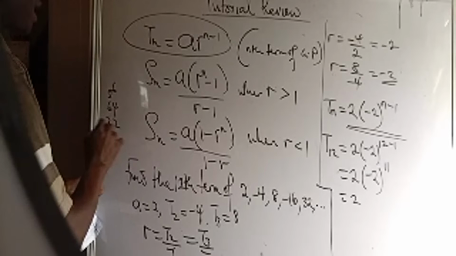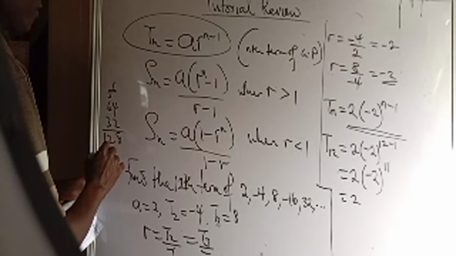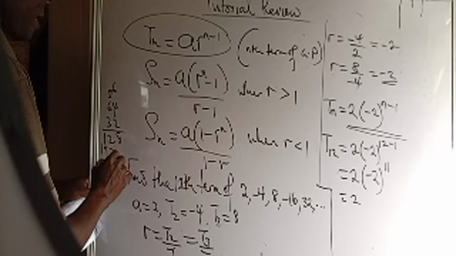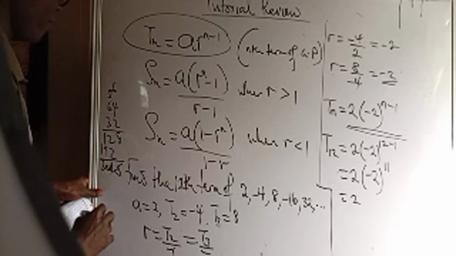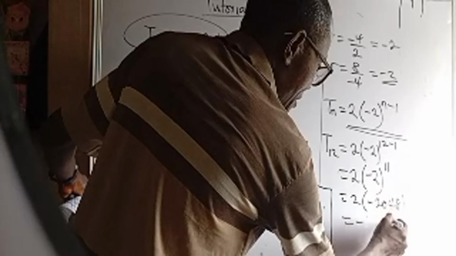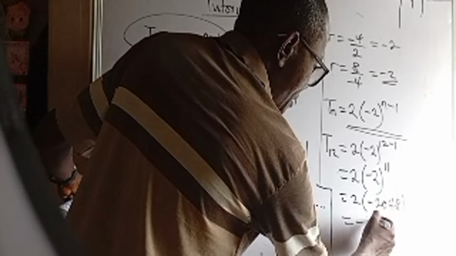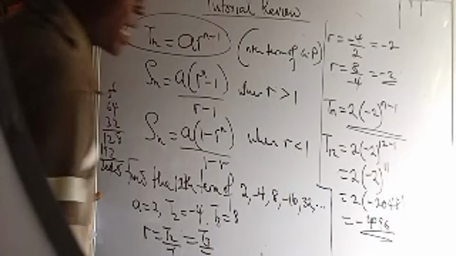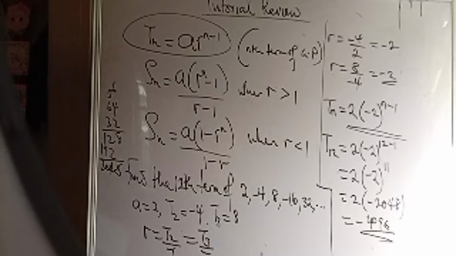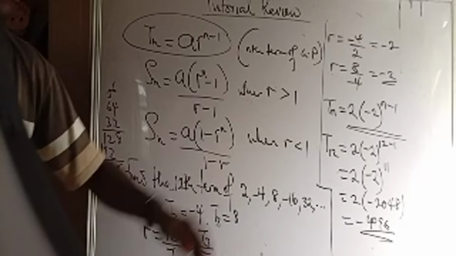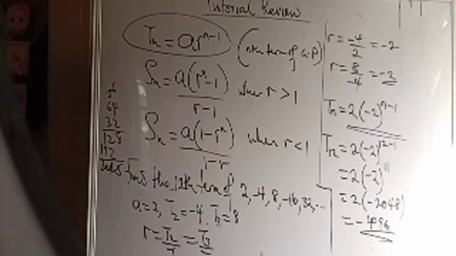Okay, let's multiply 32 by 64. That gives 2048. When you multiply that by 2, the result will be minus 4,096. Okay? So that will be the result if we are to find the 12th term of that progression. So now, let's use the same example.